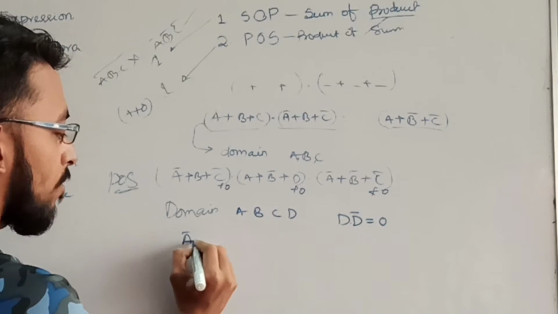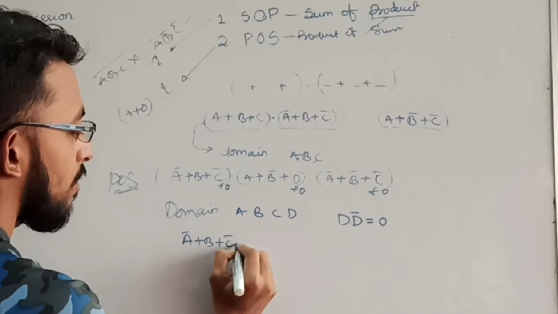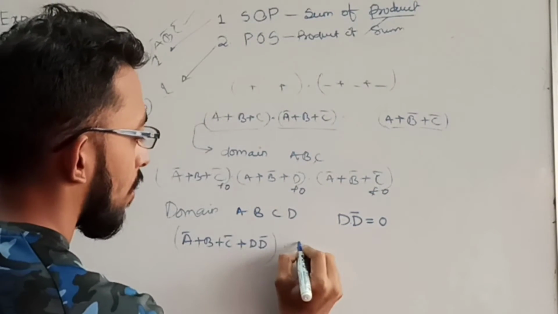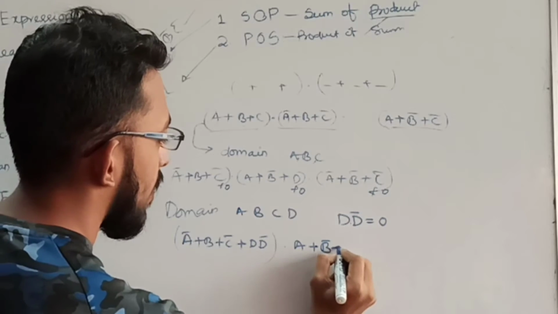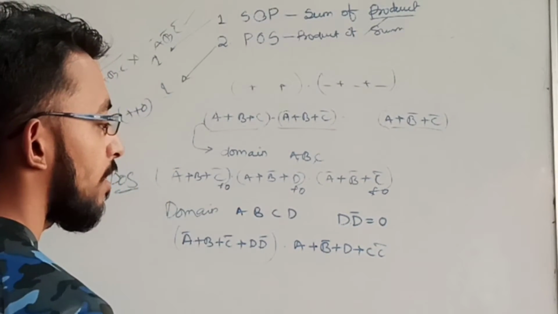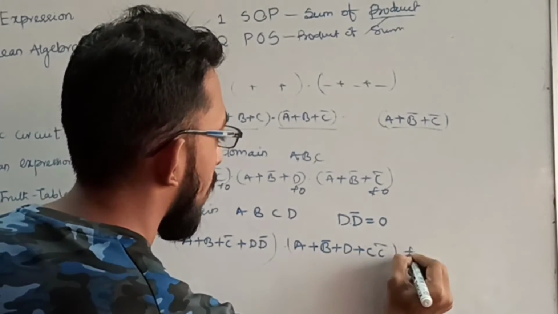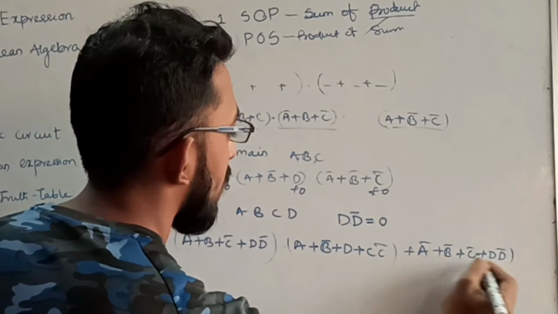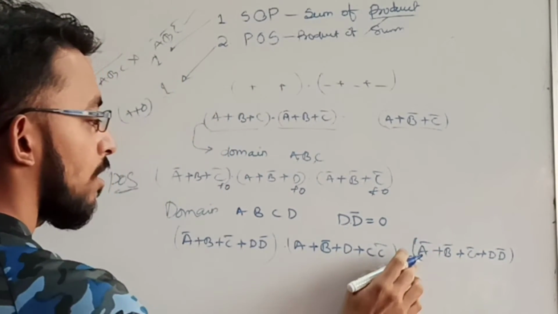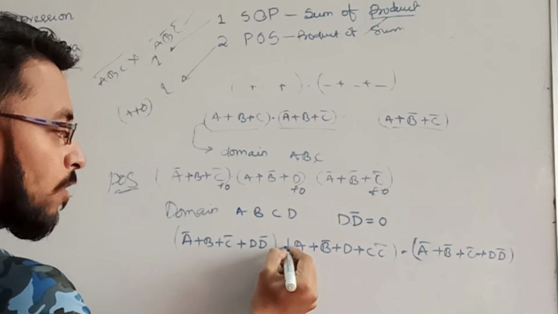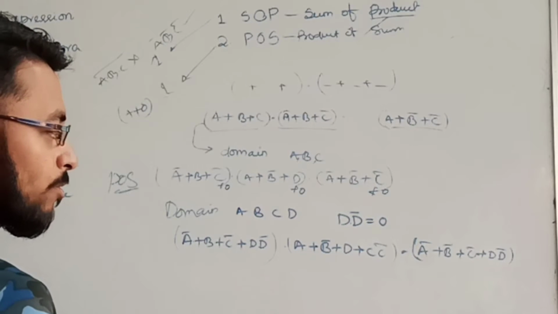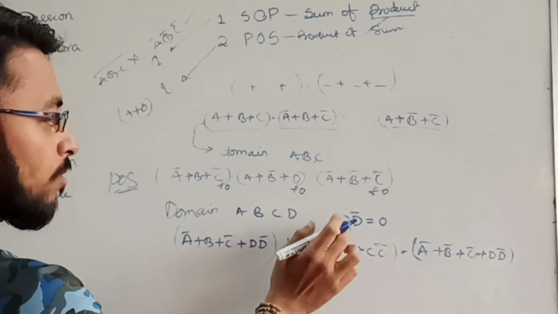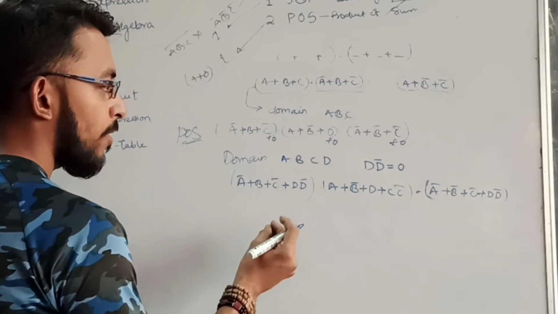So for this term, it is A bar plus B plus C bar plus D bar, then dot A plus B bar plus D plus C bar. Then plus A bar plus B bar plus C bar plus D bar. While solving numericals, please focus on the dot and plus and the bar because they are so confusing. So I represent this term along with the term that is missing over here. After that, what do I have to do?